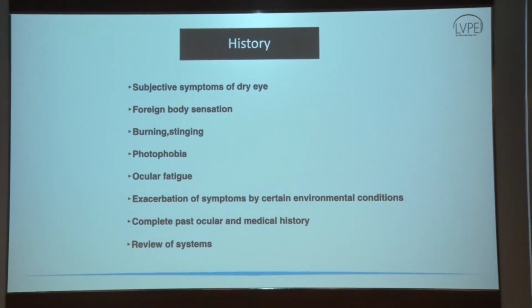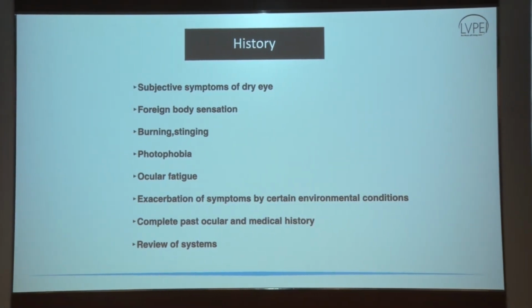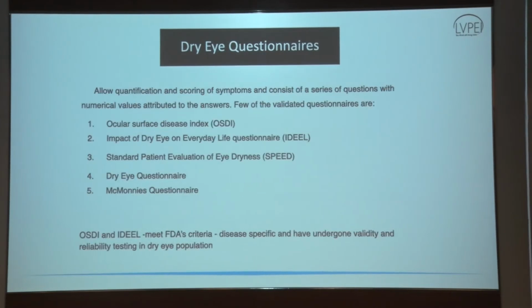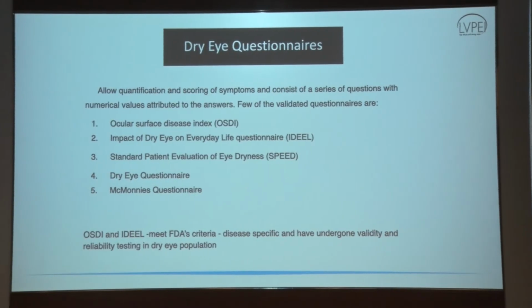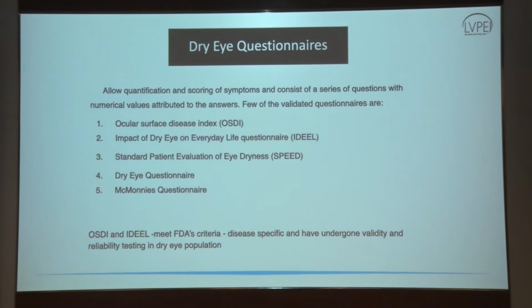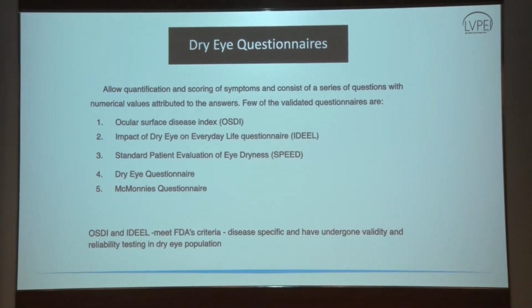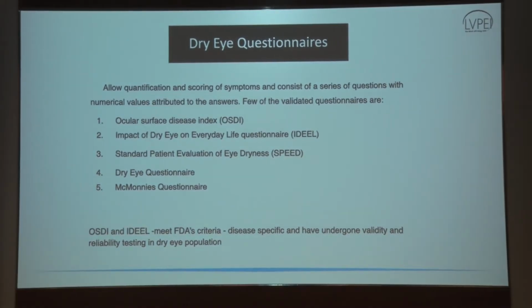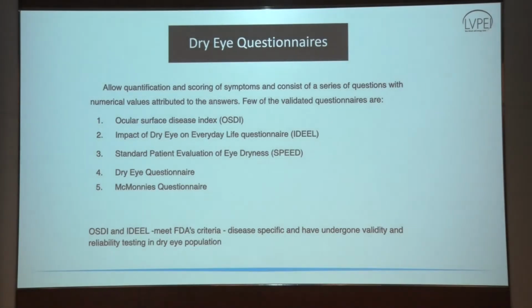So first would be taking the history in terms of what symptoms the patient is experiencing. Then quantifying these symptoms is done with the help of questionnaires. There are different dry eye questionnaires like the Ocular Surface Disease Index, the SPEED questionnaire, and the McMonnies questionnaire.